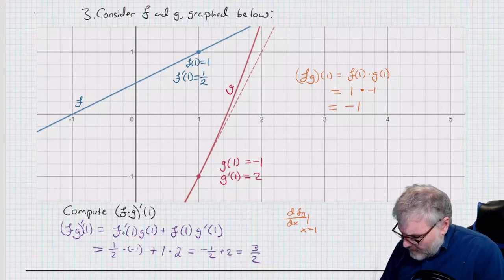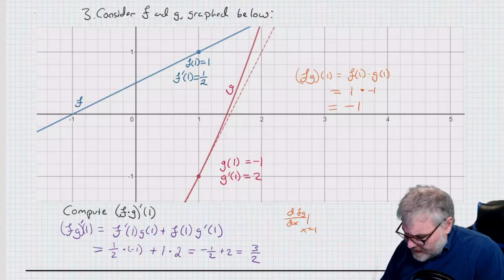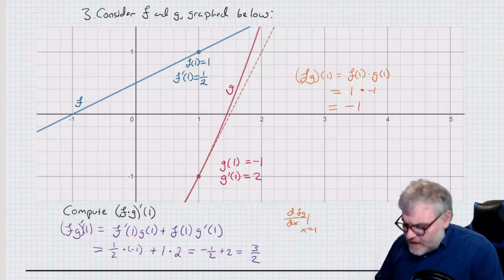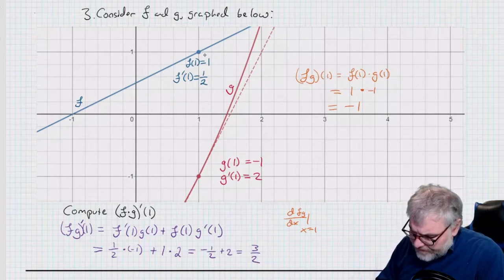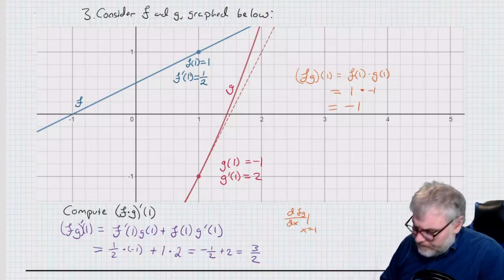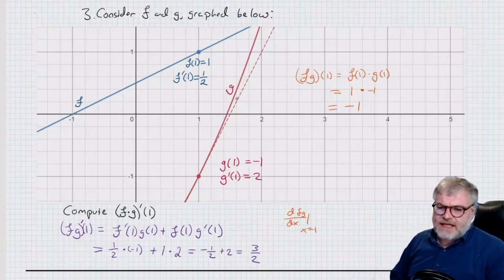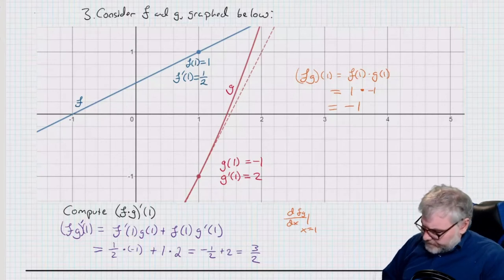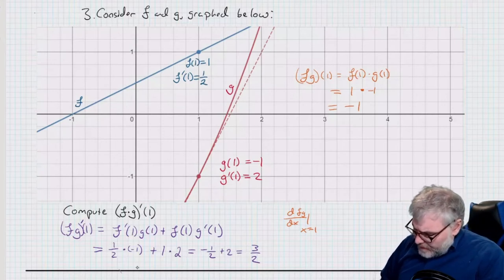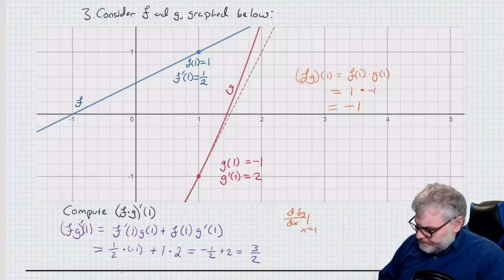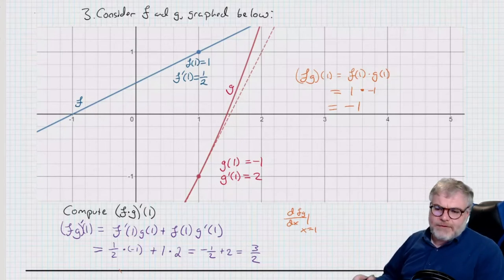So f prime of 1 is 1/2, times g of 1, which is negative 1, plus f of 1, which again is 1, times g prime of 1, which is 2. And I know this because here the slope is 2 over 1 up, and here the slope is 1 over 2 up. There's the slope of the tangent line. The dotted line there is the tangent line. So when I compute this, I get 3/2. Okay. So those are a few examples.